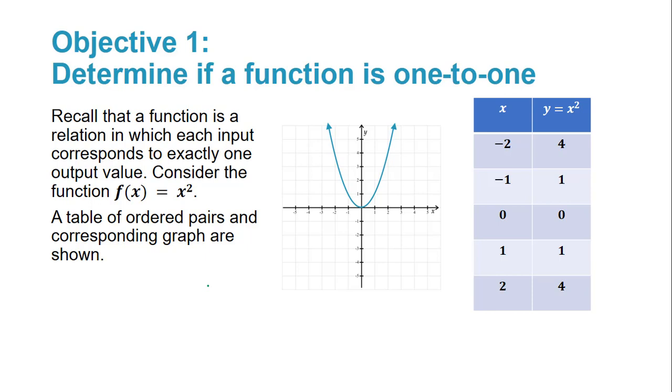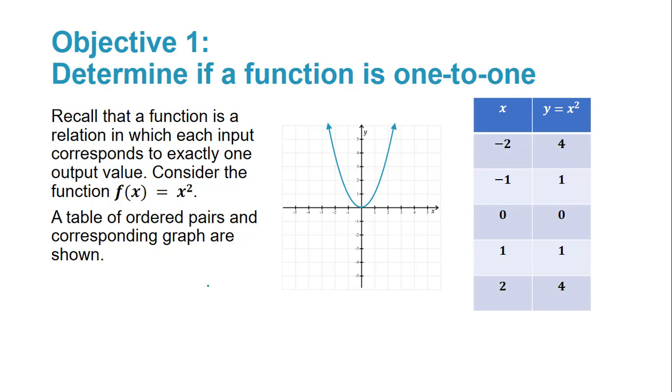And so we're going to talk about what types of functions actually can be inverted, and that requires us to have this discussion of one-to-one functions. So first recall that a function is a relation in which each input corresponds to exactly one output value, right? I used the example of a vending machine.